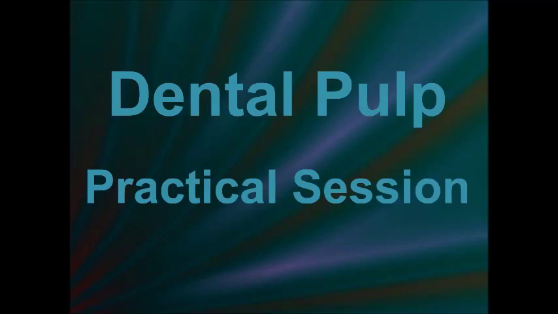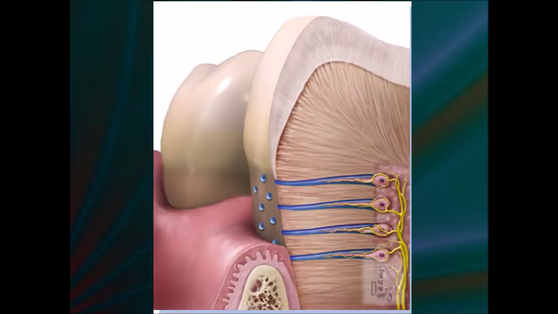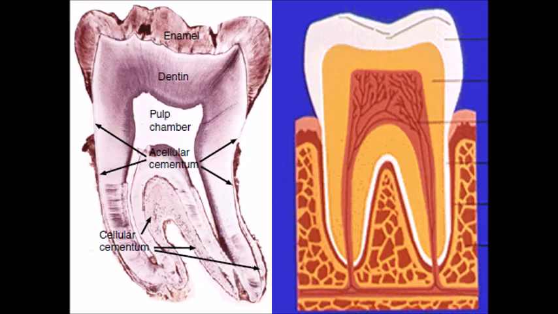Good morning, students. Today we'll talk about the histology of the pulp. In the previous sessions, we talked about the enamel and the dentine, and in this session, we will talk about the pulp. At first, we have to talk about the anatomical parts of the pulp.